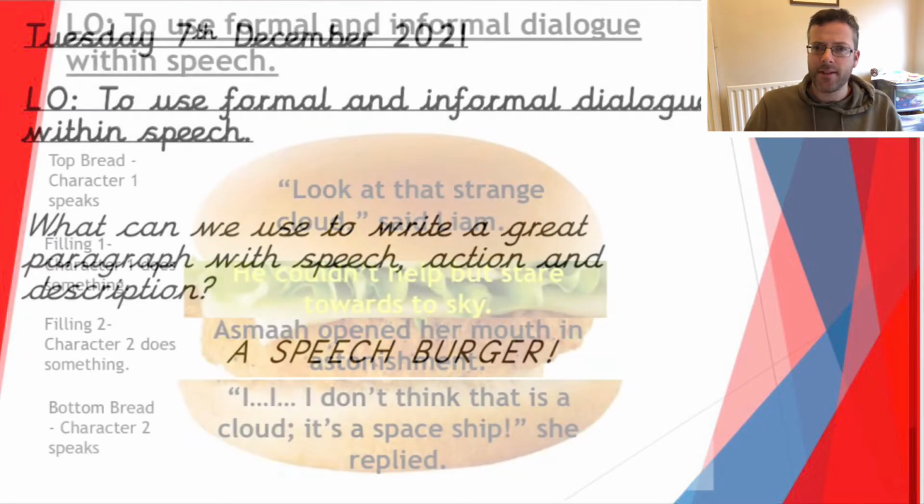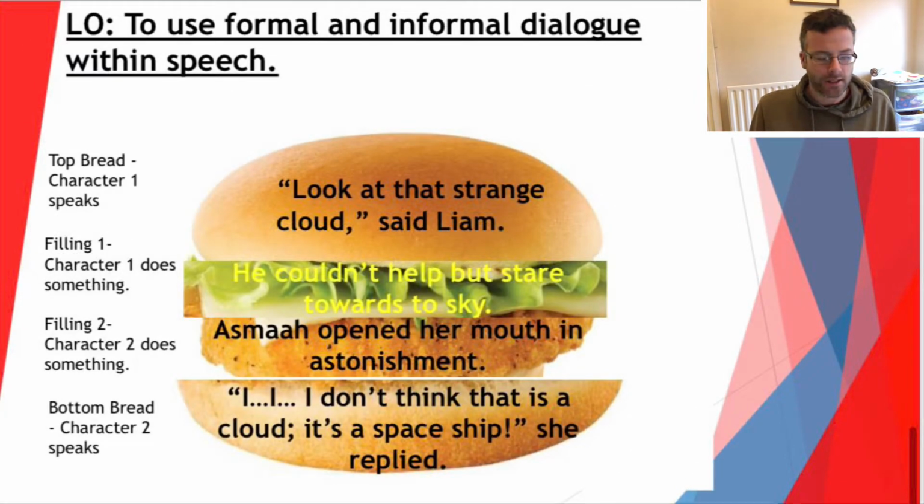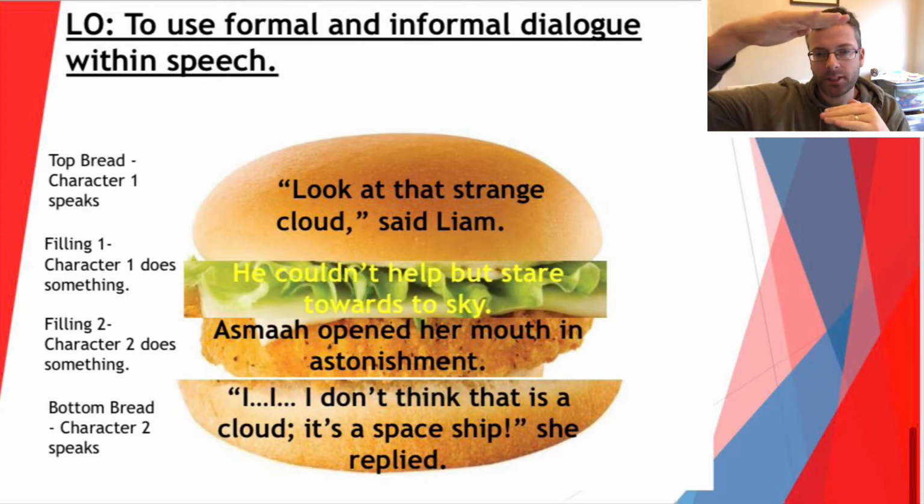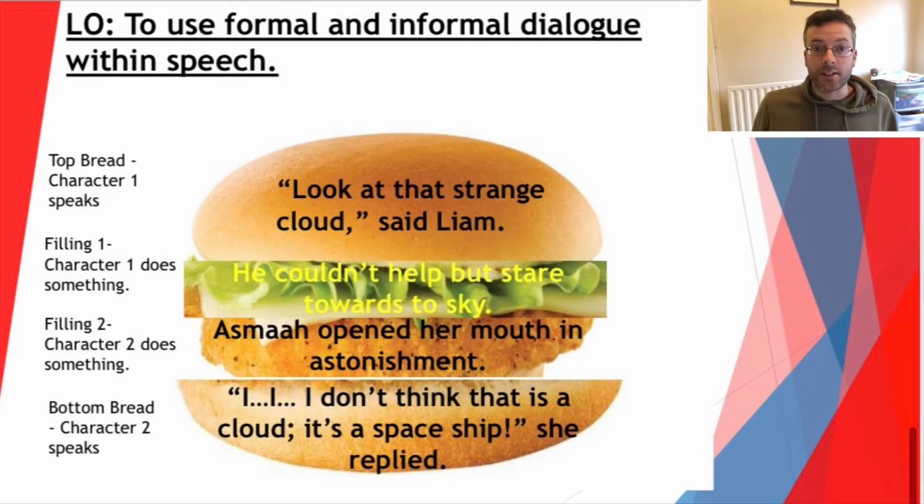So here is an example of what a speech burger might look like. We've got our top piece of bread and our bottom piece of bread, and they are the two characters saying something. I know this is the example that I've used before. So one character, Liam, is saying, "Look at that strange cloud," said Liam. And then the other character, in this case, Asma, is saying, "I don't think that's a cloud, it's a spaceship," she replied. Now those two are okay, and it's just got two bits of speech, but in Year 6 we're looking to create that balance of speech, action and description.